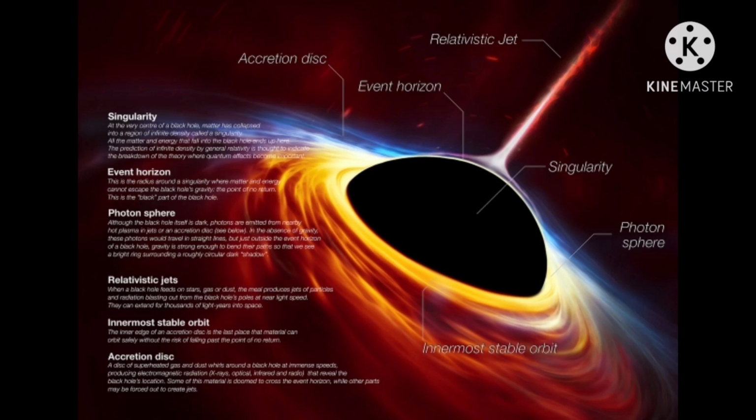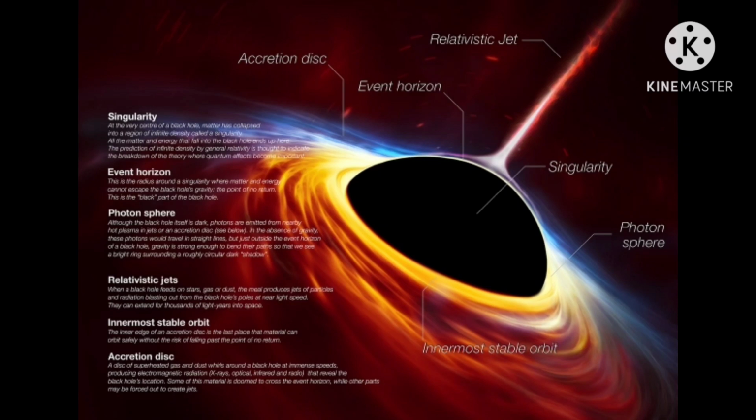Relativistic jets. When a black hole feeds on stars, gas, or dust, the matter produces jets of particles and radiation blasting out from the black hole's poles at near light speed. They can extend for thousands of light years into space. Next is the innermost stable orbit. The inner edge of an accretion disk is the last place that material can orbit safely without the risk of falling past the point of no return.